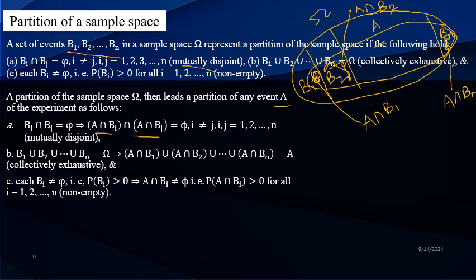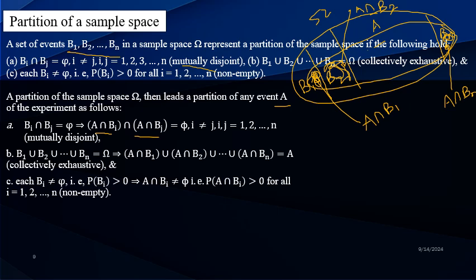So the first property is very much visual from here. What about the second property? Is it visible or not from the diagram? If you take the union of these portions, what will it give us? It will not give the sample space. The sample space is given by the union of Bi. But if you take the union of A intersection Bi, what will it give? It will give A. The second property is talking about the same.